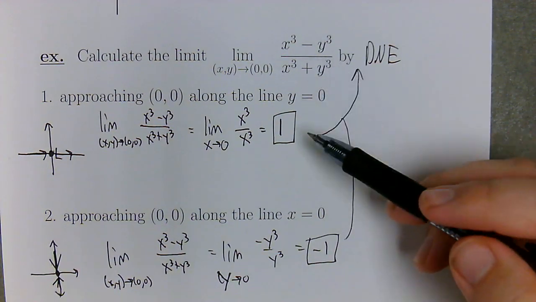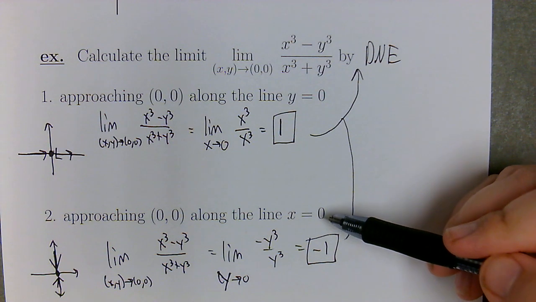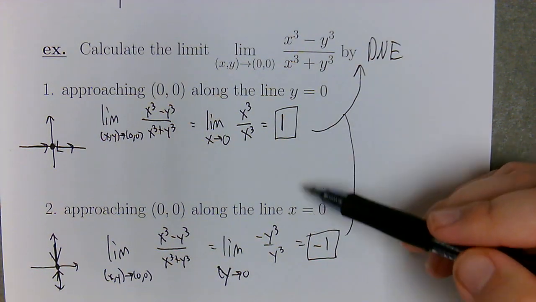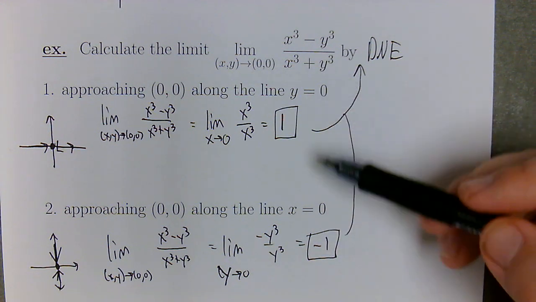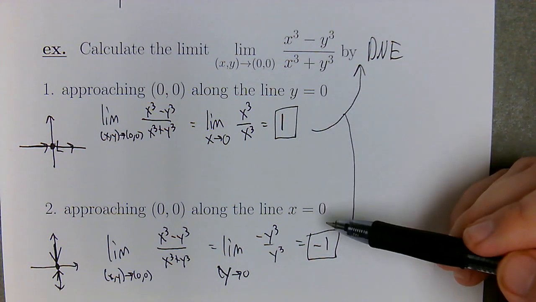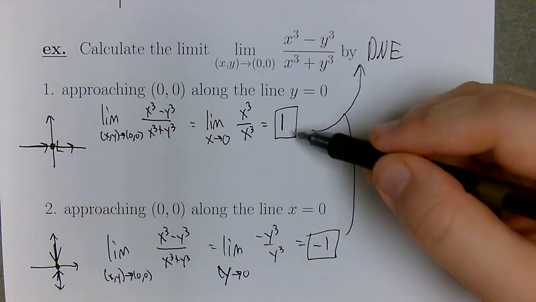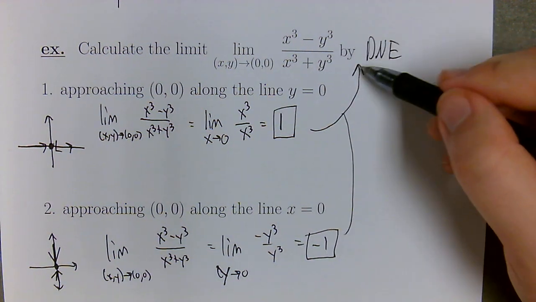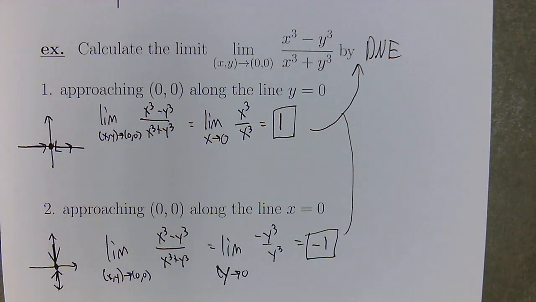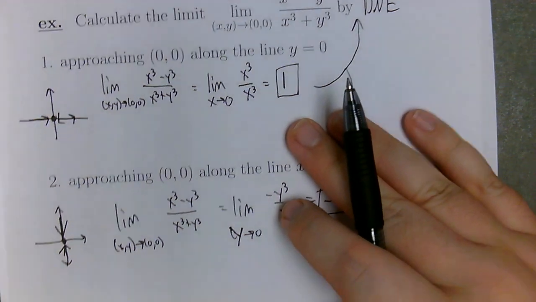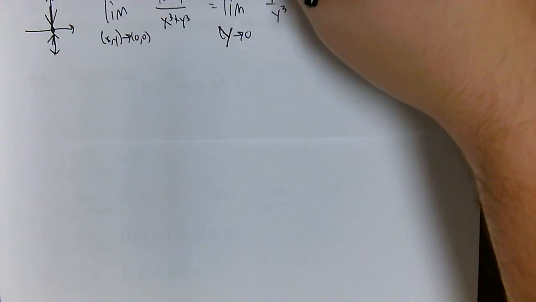And who's to say, maybe we could find some other paths that approach a third number. That's what makes multivariable limits a little bit more complicated, is that there's more than just two ways to get there. There's infinitely many. And maybe some of those are 1, -1, or maybe even some different numbers. But regardless, since we found two paths that don't match up with each other, we know the limit doesn't exist, because we need all of the paths to match up with one another. All right, so that's showing that a limit doesn't exist here.